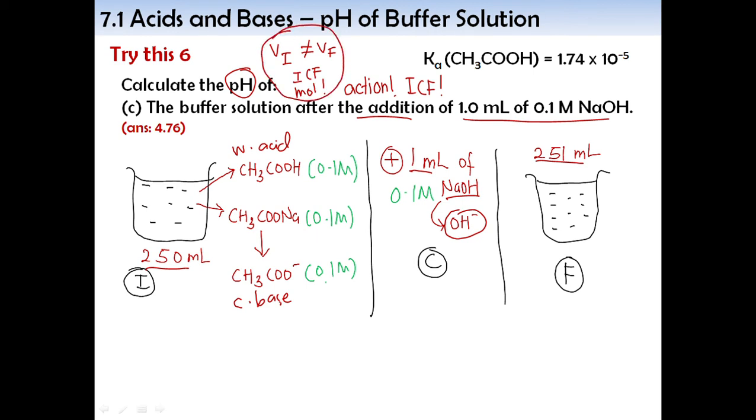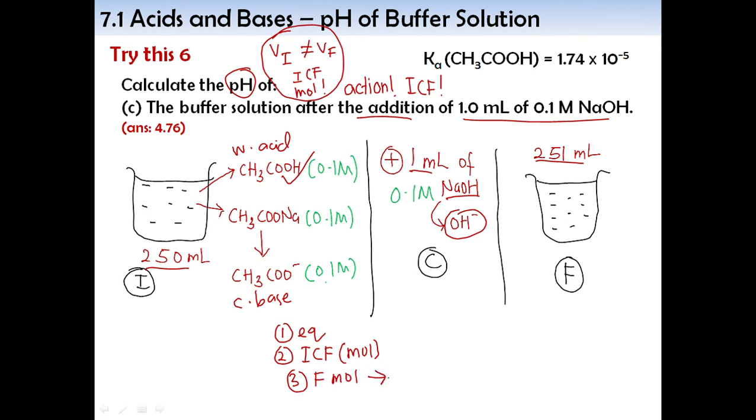Jadi, what is the first step? Equation. This is strong base. Jadi, acid yang akan consume. So, your first step, you must write the equation. So, second step, construct your ICF table in the form of mol. And tolong siapkan sampai you dapat final mol.